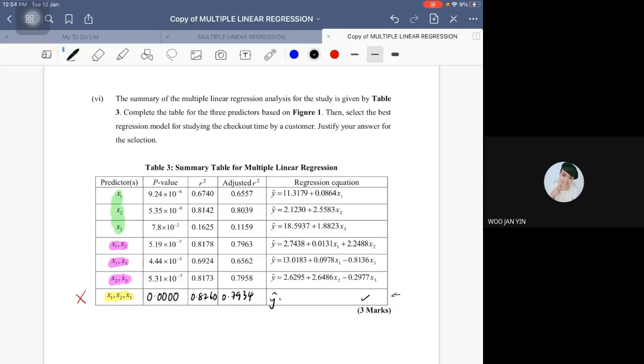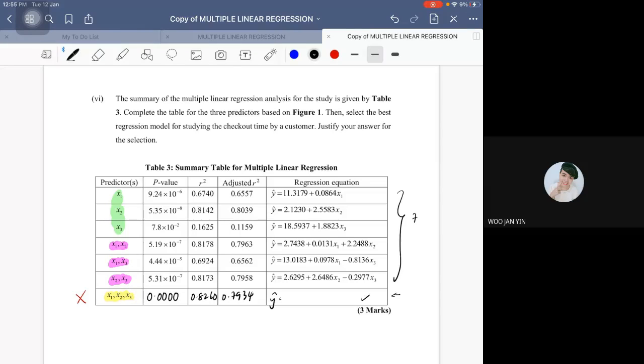So how many models do we have altogether? We have 7 models altogether. And based on this, we are going to pick which one is going to be our best model. So how do we pick the best model? Remember the 4 criteria that I explained to you in the beginning. First, small p-value. Second, high r square.